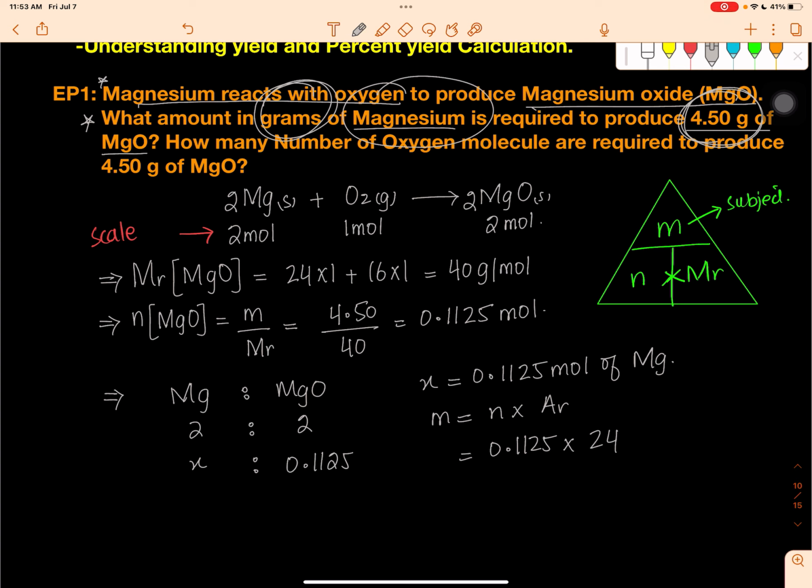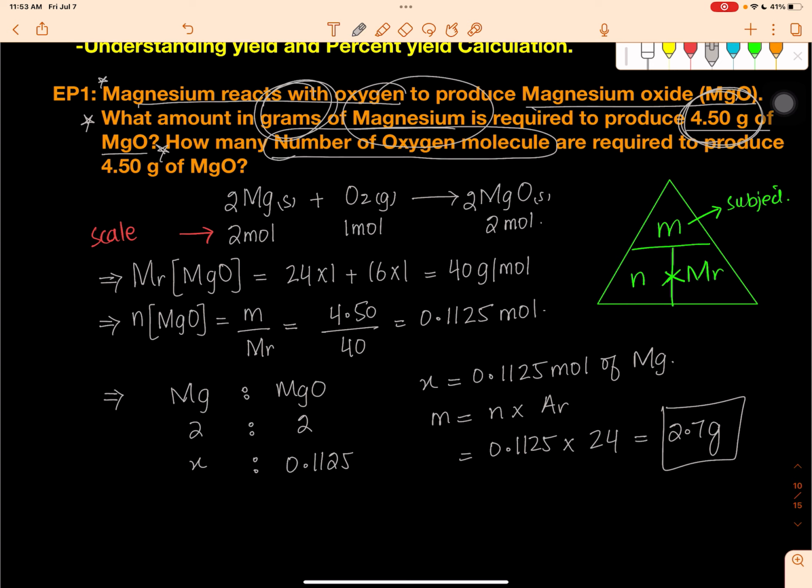What do we get? We get 2.7 grams. This is the final answer that we need. In the next part, they are talking about the number of oxygen molecules which are required to produce 4.50 grams of magnesium oxide.